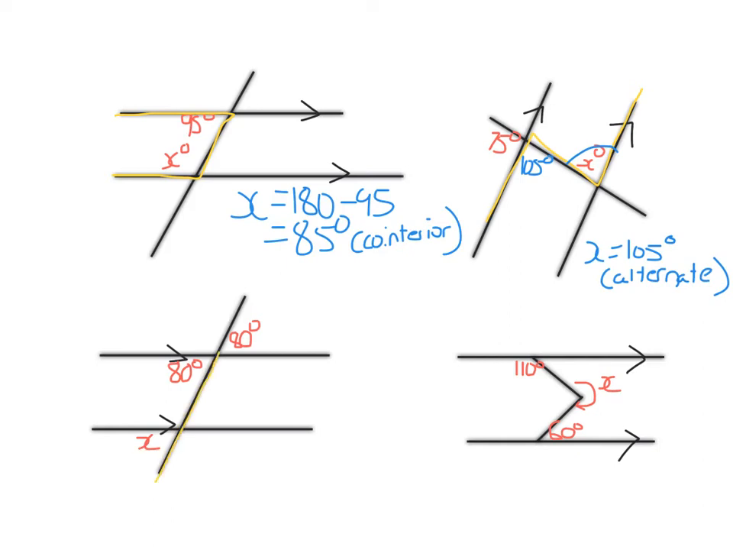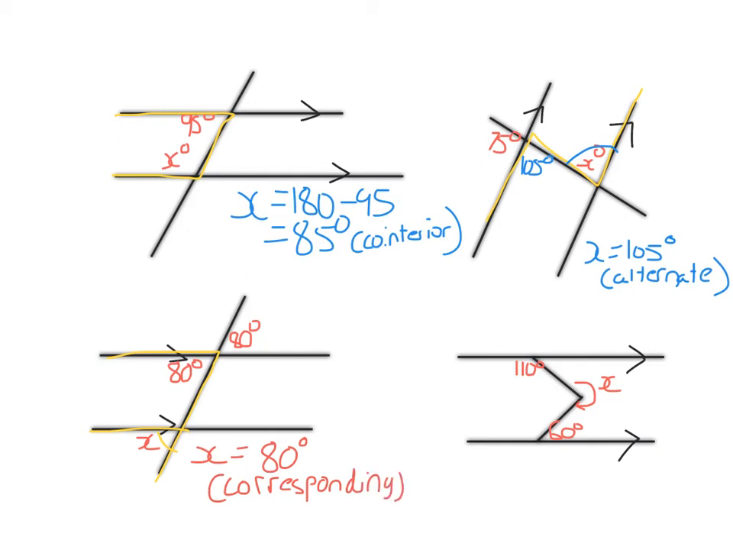This is the F shape we were talking about, although it's a back to front F. These two angles here are corresponding, so they must be equal. So x must be 80 degrees because it's corresponding to that other 80-degree angle I just found. All right, the last one is a little more tricky.